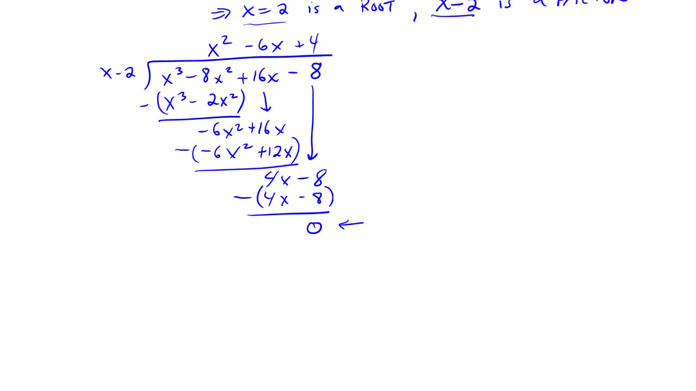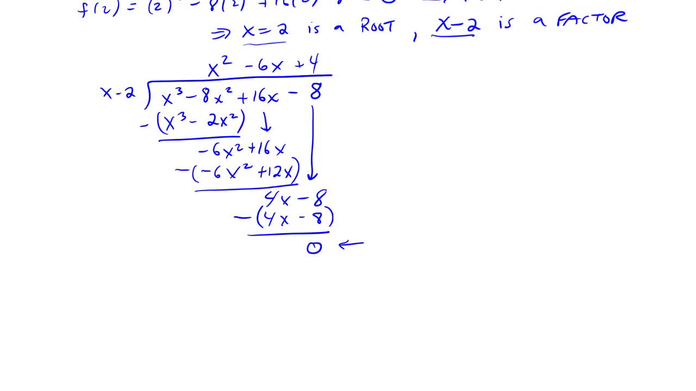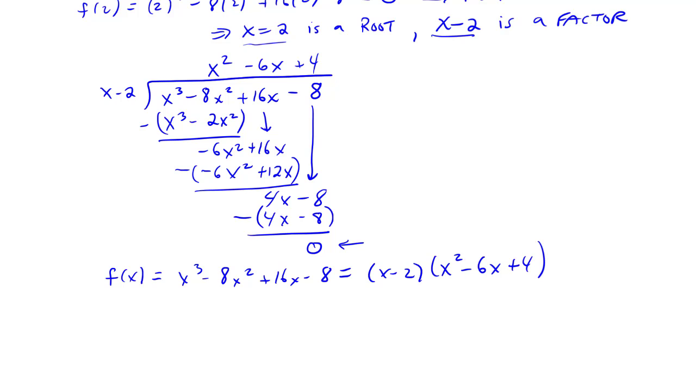All right, so where are we? So now I can say that this f of x, this original x cubed minus 8x squared plus 16x minus 8, can be written as x minus 2 times x squared minus 6x plus 4. All right, so I already know that's where the 2 is coming from. My other two factors are in there. This time, it's not going to factor so nicely.